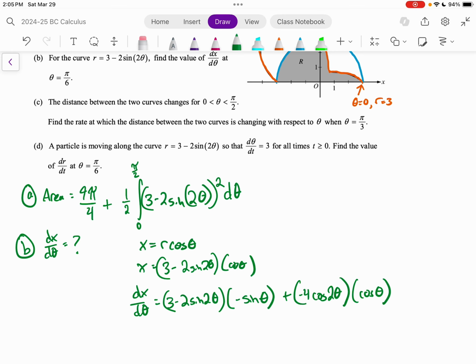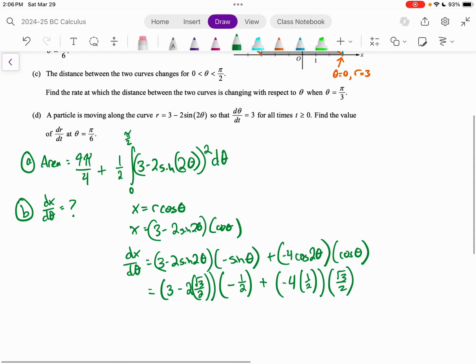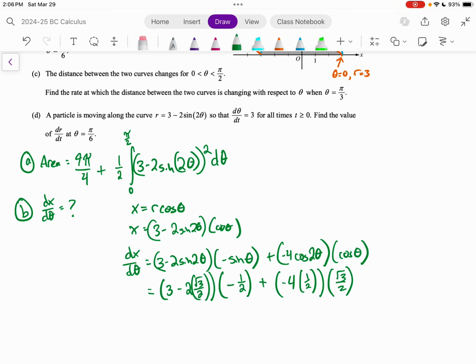And now we would be plugging in π/6 and really testing Mr. Perlis's patience and knowledge of the unit circle, honestly, at this point. So 3 minus 2 times sine of π/3. That's root 3 over 2. So this thing times negative sine of π/6, so negative 1/2. Plus negative 4 cosine 2θ, cosine of π/3. Again, we're doing this at π/6. Cosine of π/3 is just 1/2, times cosine θ, which at π/6 is root 3 over 2. So it's whatever that is. I would just leave it. I'm not trying to be a hero here. Okay, so that's what that is. Again, Googleable somewhere for sure.